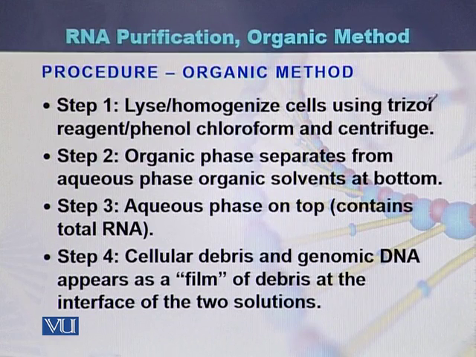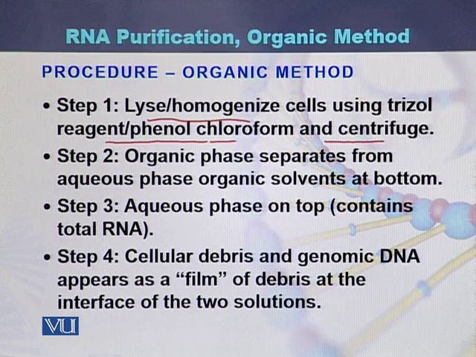In the organic method, the first step is to lyse or homogenize the cells by using TRIzol reagent or phenol chloroform. The name of this method is organic method, which means that during this procedure we use organic compounds. Usually TRIzol reagent or phenol chloroform are used to homogenize or lyse the sample, and then the samples are centrifuged. That is the first step of this protocol.